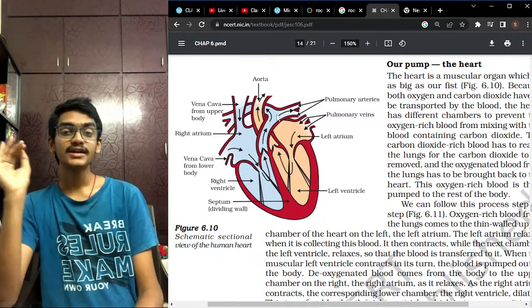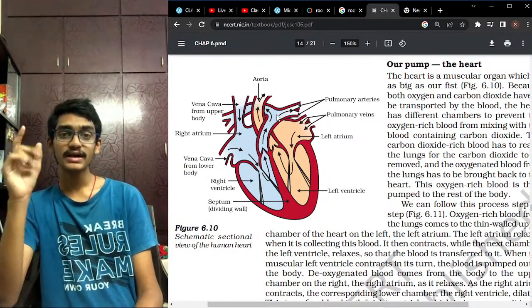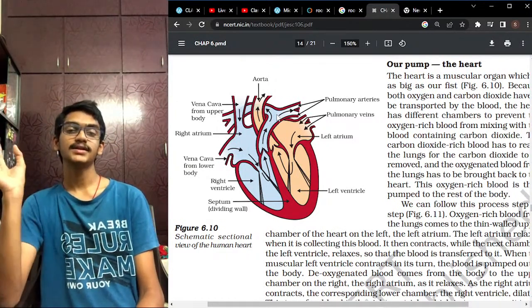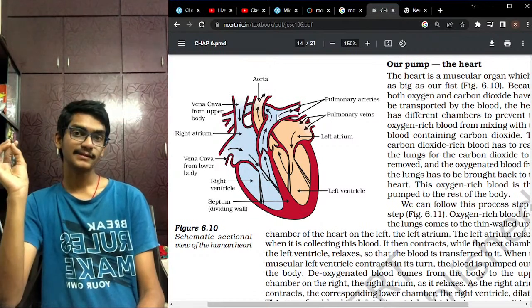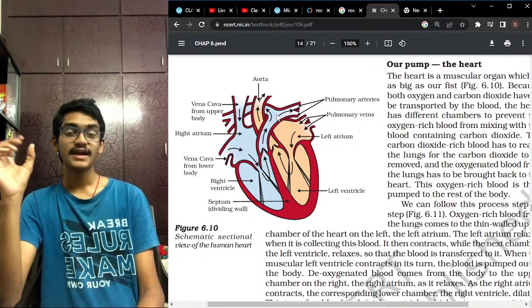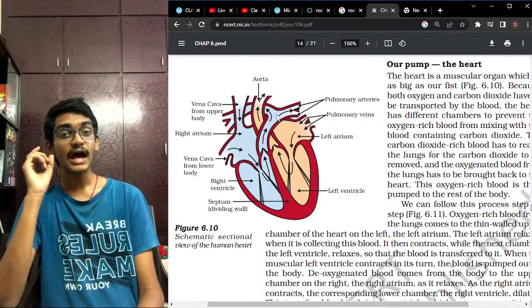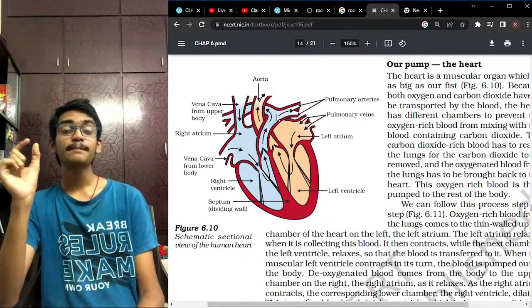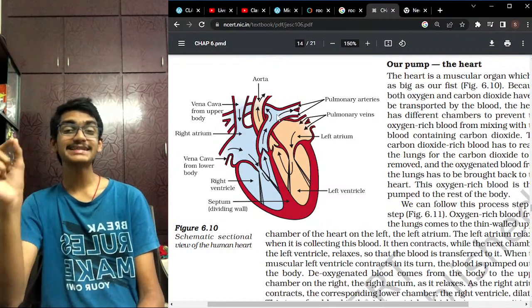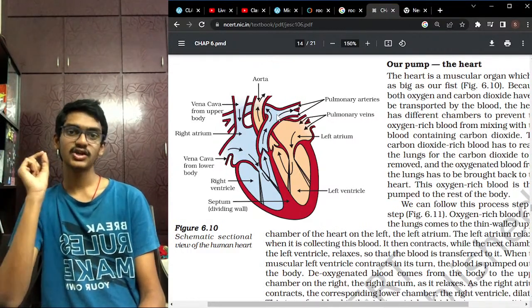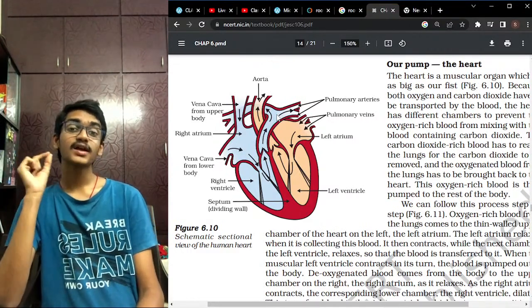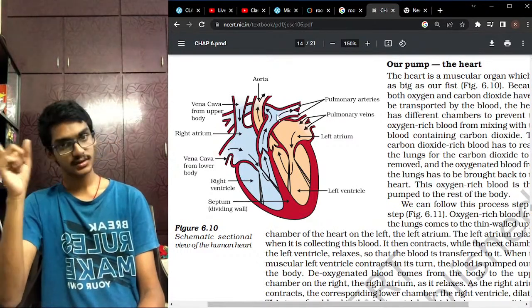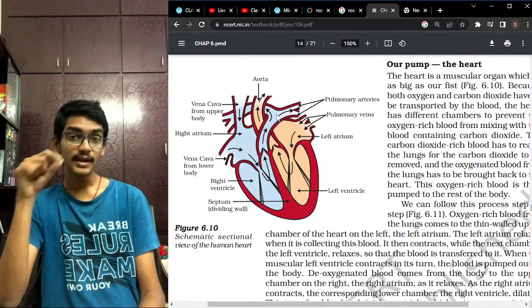And in the arteries and veins there is always one exception. What is that exception? Arteries carry oxygenated blood and veins carry deoxygenated blood, but the pulmonary artery will always carry deoxygenated blood. From where to where? From the right ventricle it carries blood to the lungs. That is the pulmonary artery.